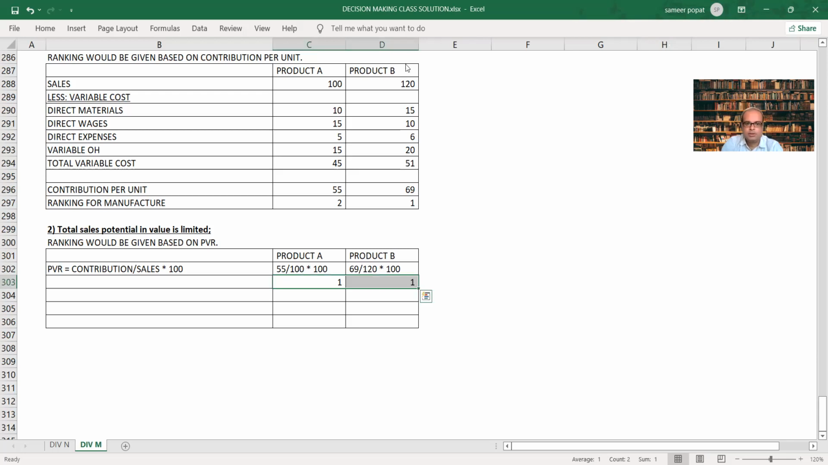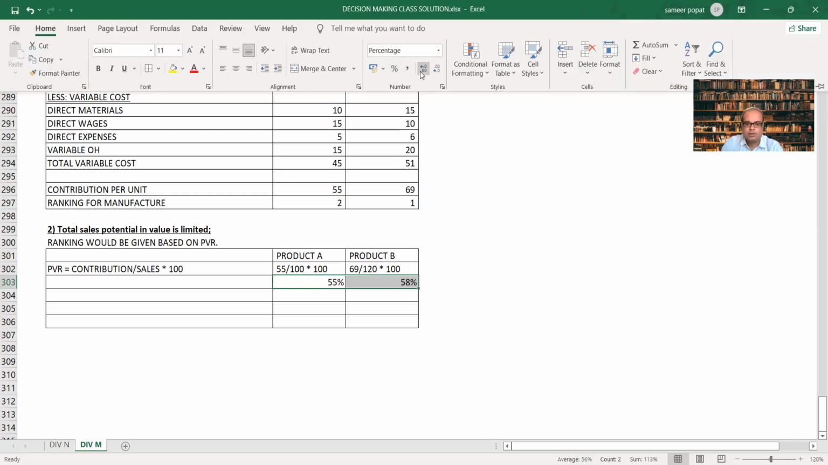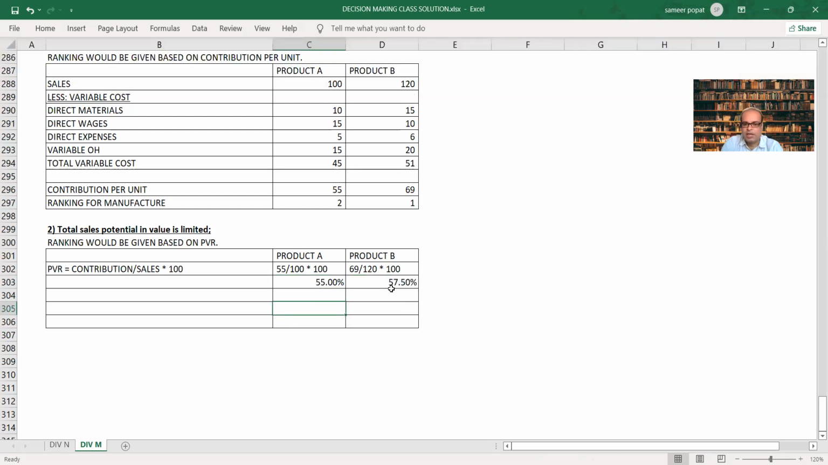So 55 by 100 and 69 by 120. PV ratio is 55% and 57.5%. Okay, that is your PV ratio. Let us give the rank here. The highest PV ratio is for product B. So that would be given rank 1. And here 55, lower than product B. So that would be rank 2. That's it. Okay.